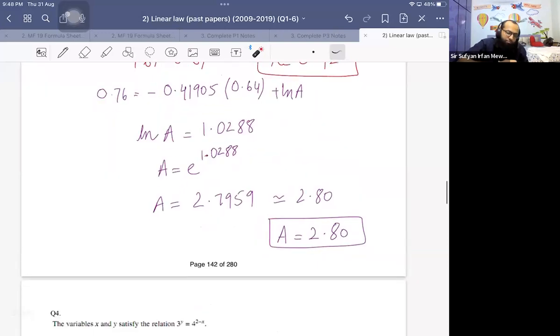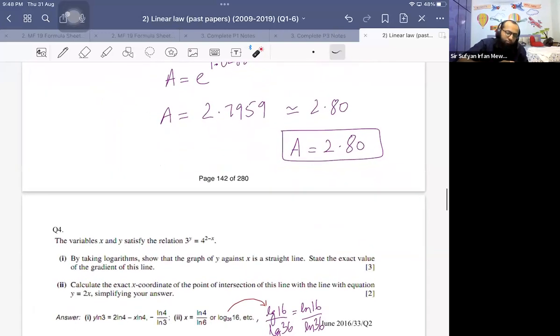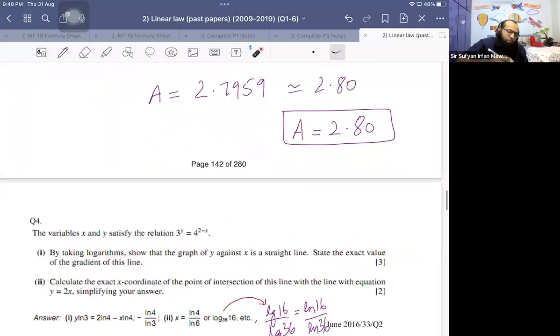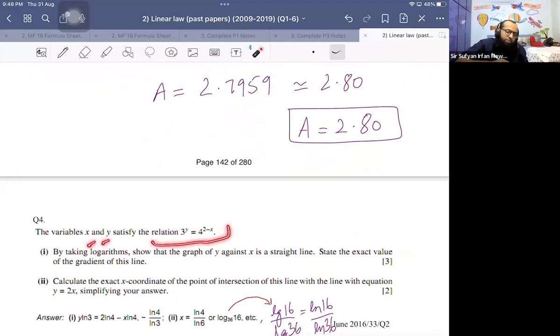Question number 4. The variables x and y satisfy the relation 3 power y equals 4 power 2 minus x. By taking logarithms, show that the graph of y against x is a straight line. State the exact value of the gradient of this line.